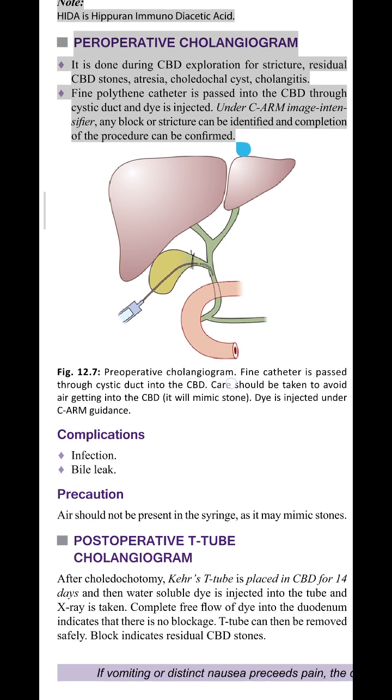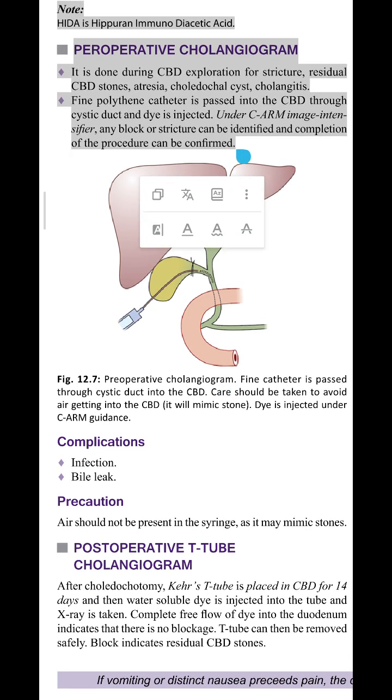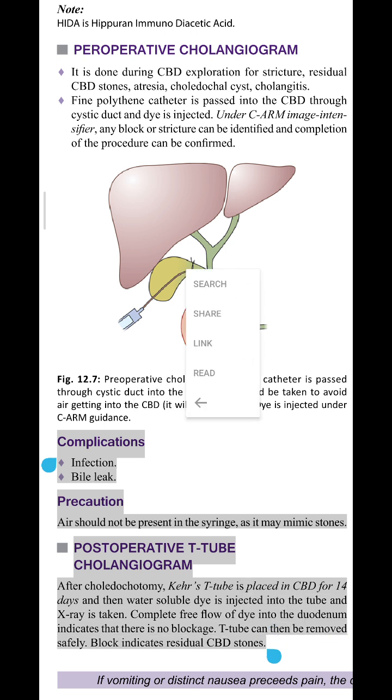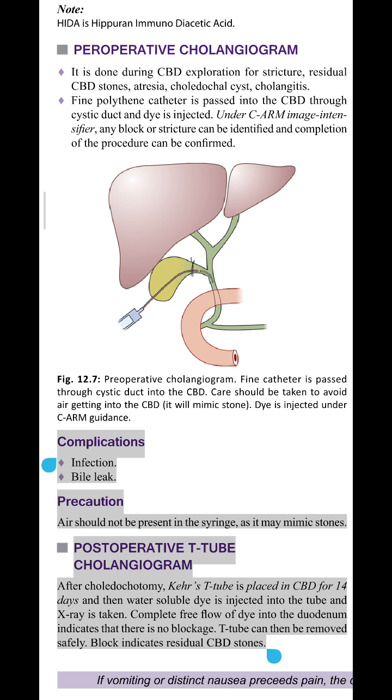Peroperative cholangiogram. It is done during CBD exploration for stricture, residual CBD stones, atresia, choledochal cyst, cholangitis. A fine polythene catheter is passed into the CBD through the cystic duct and dye is injected. Under C-arm image intensifier, any block or stricture can be identified and completion of the procedure can be confirmed. Complications: infection, bile leak. Precaution: air should not be present in the syringe, as it may mimic stones.